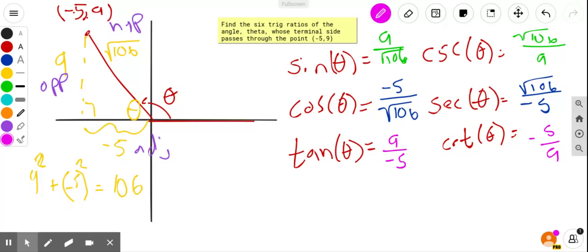Draw it out, draw the altitude such that it connects to the x-axis. Then from there, you can get your angle, get your hypotenuse, label it opposite, adjacent, hypotenuse, and just fill in the blanks. That's it.